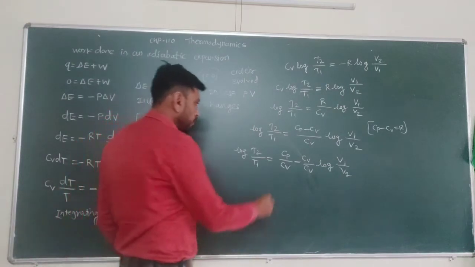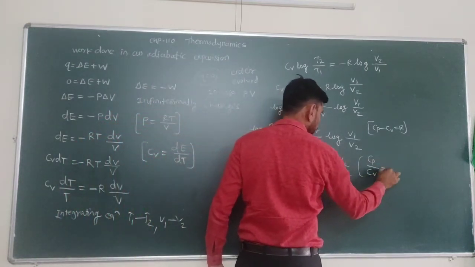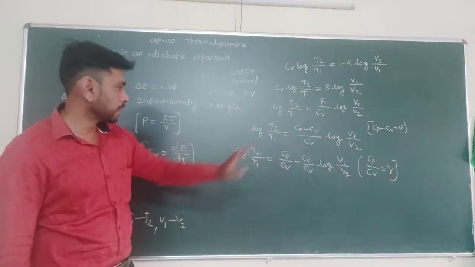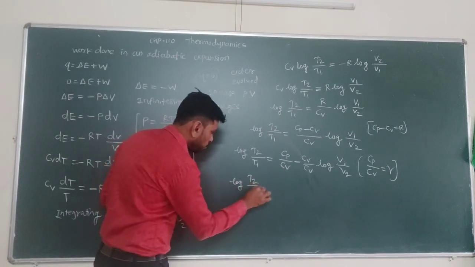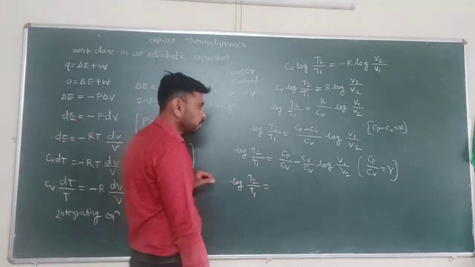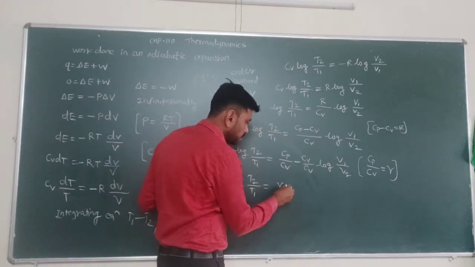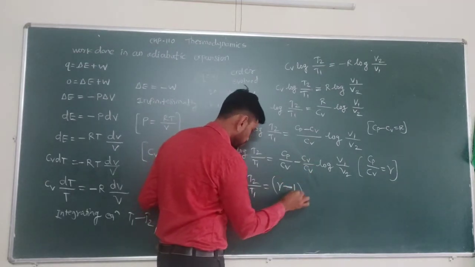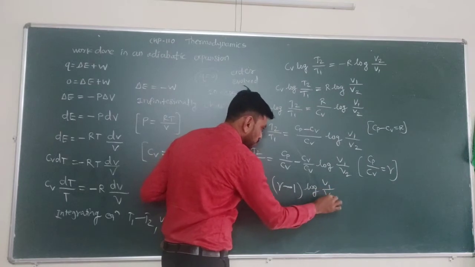Okay, now replacing this term Cp upon Cv by gamma, we can write log of T2 upon T1 equal to gamma minus Cv upon Cv, that is, gamma minus 1, log of V1 upon V2.